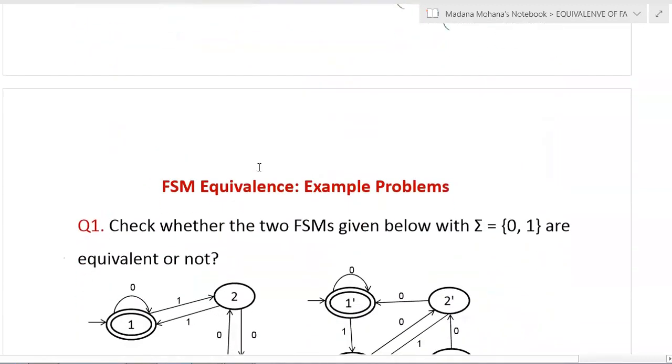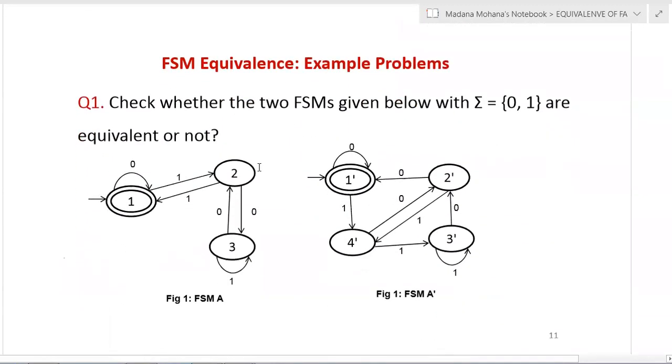Now let us see example problems. The two problems we have considered here: we will check in which case the FSMs are equal and in which case the FSMs are not equal. The question will be given like this, and we may expect such a question in our examination.